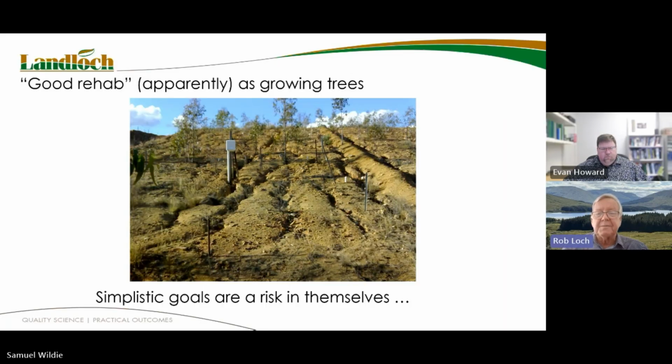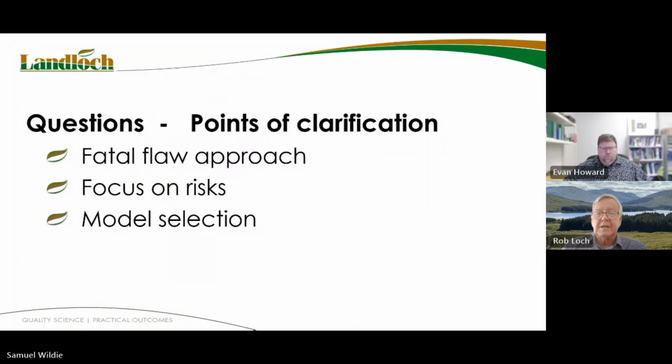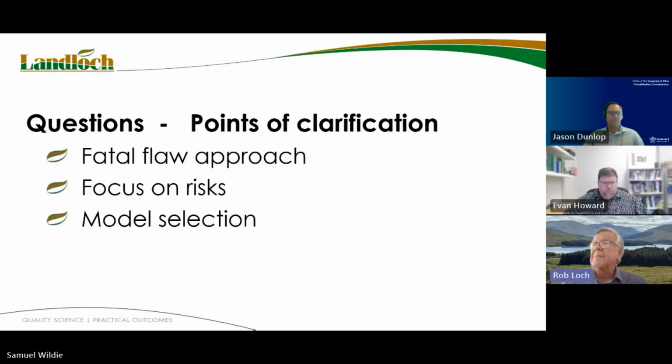So next one, please, mate. There we go. Thanks, Sam. That's great. We're a bit of a way into the checklist covering the fatal flaw approach, the focus on risks and discussion on model selection. I think it's really key that we have a description of the modelling strategy and the rationale and logic behind it described in the report, and we look for that. That's there. But I think at this point, Rob, we might just keep moving through the slide deck. Yes, please. Thanks.